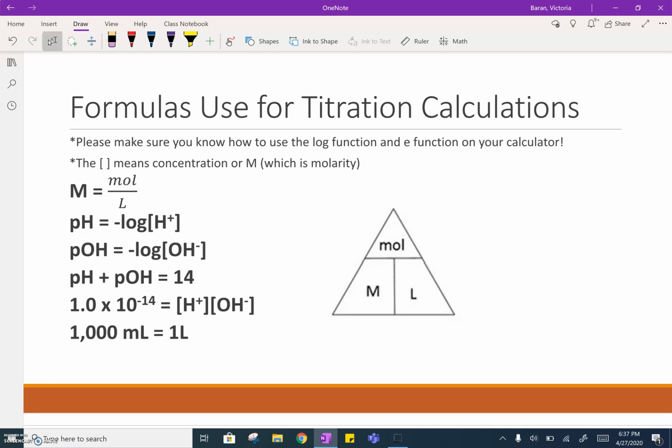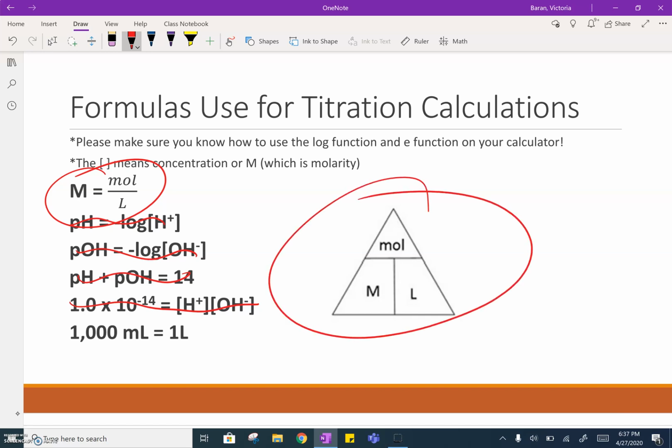So in terms of formulas, I'm actually going to be crossing some of these out. So therefore, there are actually no new formulas that you're going to be using. You will still be using big M for molarity. And again, here's the triangle. And you will also be converting between milliliters and liters.